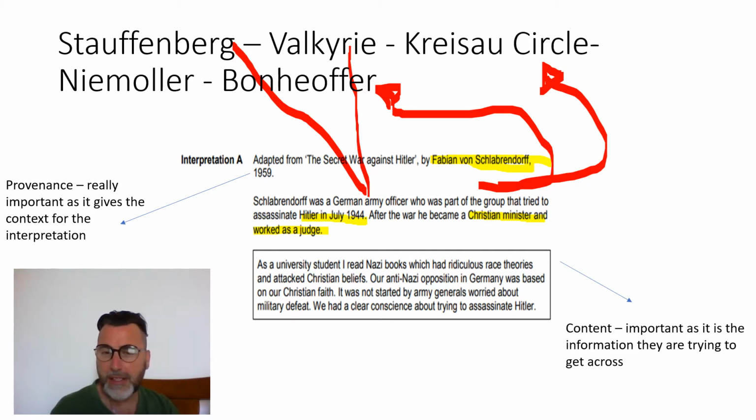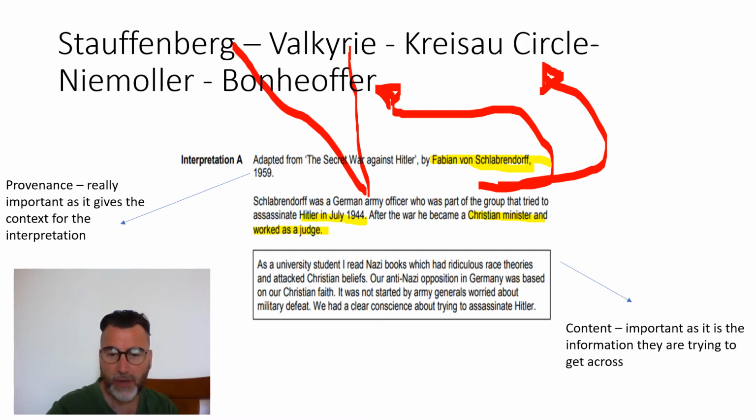Now if you look at that, here's a guy, a Christian minister, with books called Secret War Against Hitler, who was involved in the bomb plot. I'm guessing the content, before we read it, should be going, Hitler was a bit of a nutter, we didn't really like him, we wanted to get rid of him, and this is why we wanted to do it. Let's have a look. What does the content actually say?